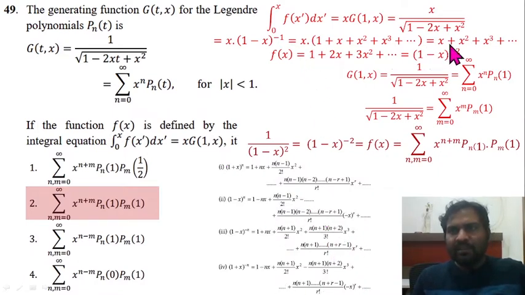After expansion it is x plus x square plus x cube plus other terms. Okay, to find out f(x), just differentiate it. After differentiating, you will get 1 plus 2x plus 3x square plus so on. Again, using these formulas, you can take it as 1 minus x raised to power minus 2. g1(x), what is g1(x)? By putting here 1, you can get 1 minus 2x plus x square.